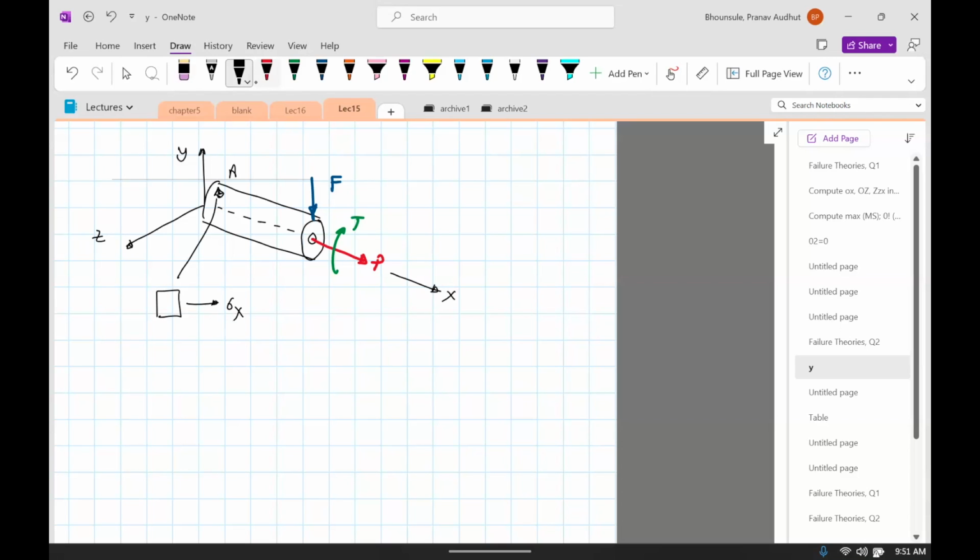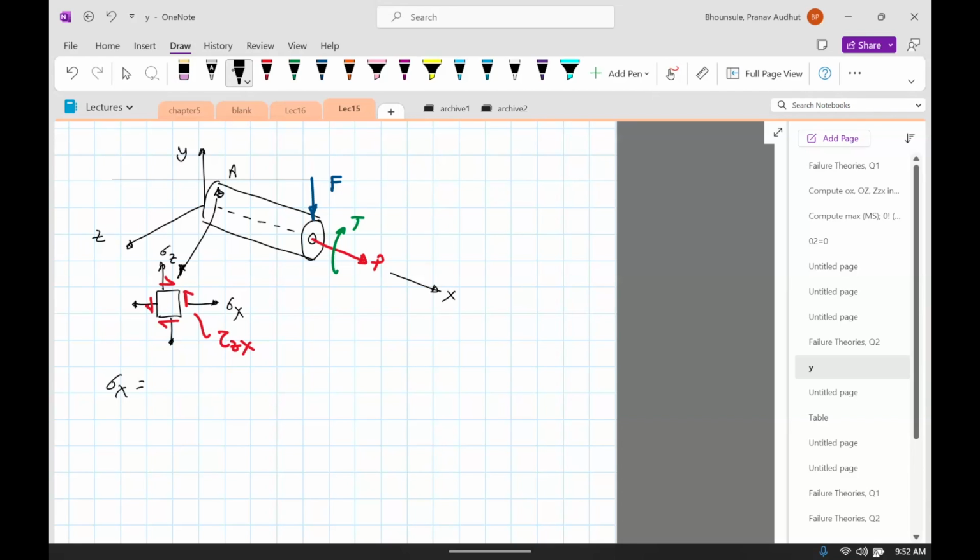Sigma x, sigma z, tau zx. Okay, well said. So first of all, let's try to compute sigma x. What leads to sigma x?